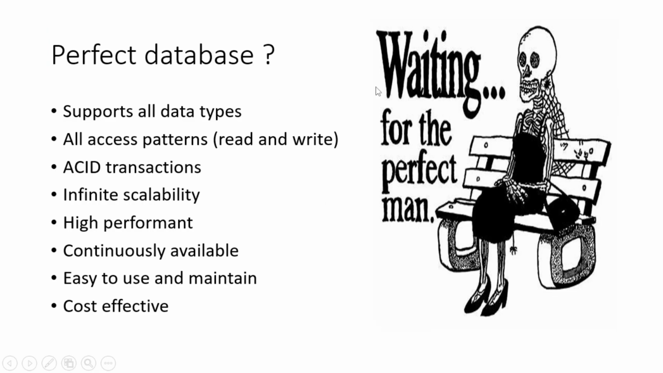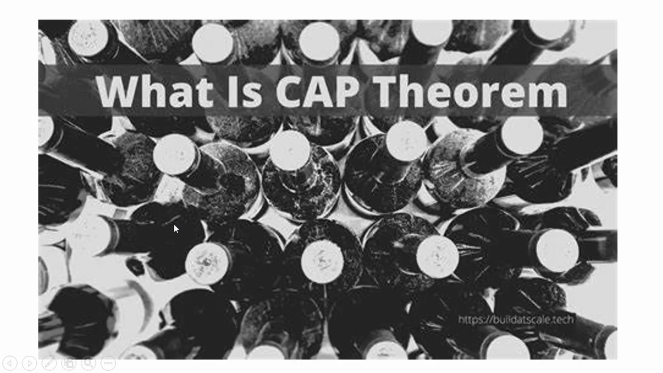Now, coming to the perfect database, is there something really like a perfect database? There is nothing perfect in this world, obviously. If you have to define a perfect database, then it has to support all different data types. It has to support read and write at scale. It has to be infinitely scalable. It has to support ACID transactions. It has to be highly performant, continuously available, easy to use as well as maintain, and it must come cheap. So obviously, nobody can tick all the boxes. So then what's the choice?